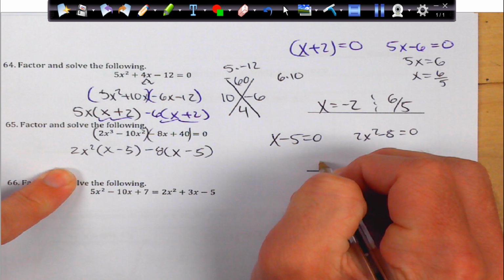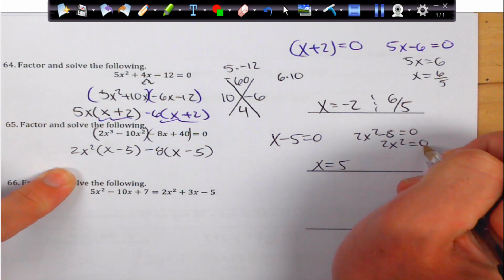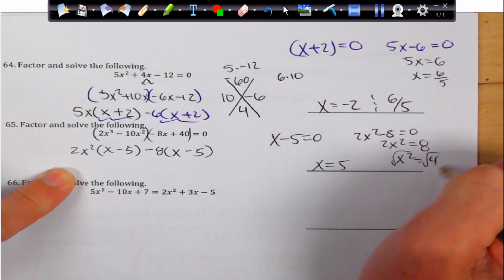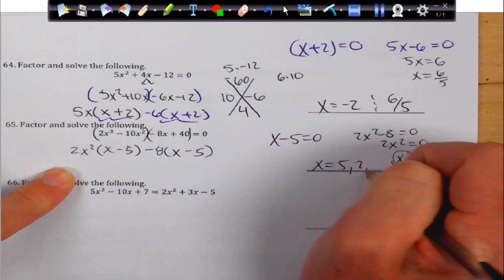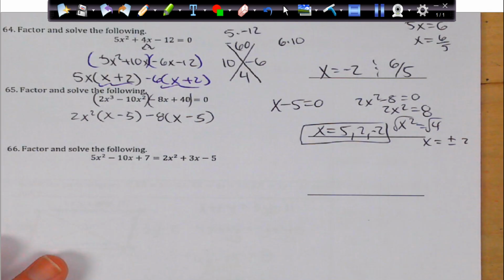So this is going to be x equals 5. This is going to add 8 over there. Divide by 2, x squared is going to equal 4, and then square root it, x equals plus or minus 2. So we're going to have 2 and -2. So you actually end up with 3 answers on that one.